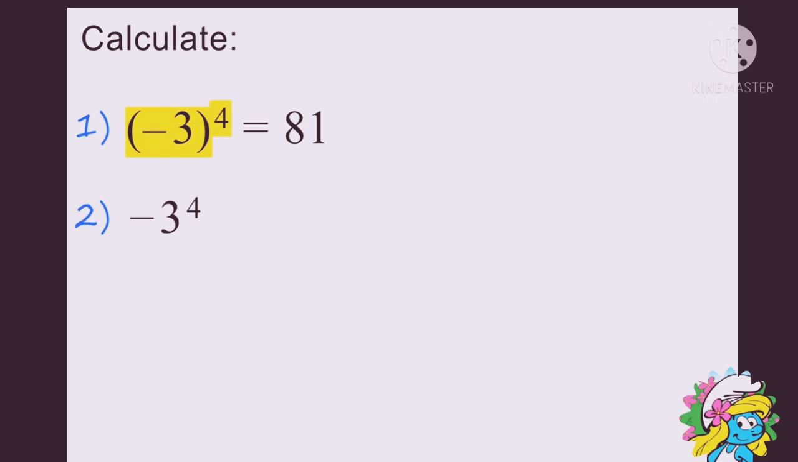Let's now calculate the same power but without the brackets. Because there are no brackets, only 3 is the base raised to the power of 4. This means that the minus will stay in front of the answer. And 3 to the power of 4 is equal to 81, so the final answer is minus 81.